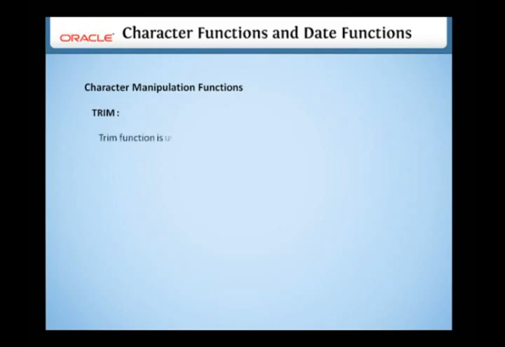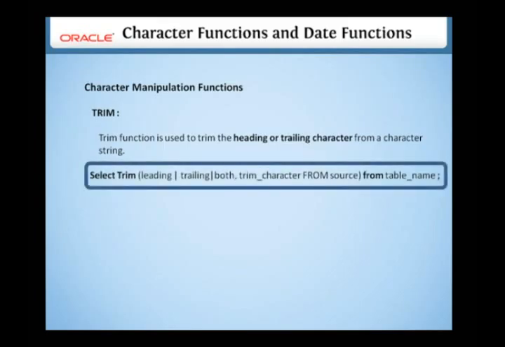The TRIM function is used to trim the leading or trailing character from a character string. Let's see the syntax. In this syntax, we can specify any one of the options. First, let's see the option LEADING. This option trims the specific character from the left side. Next, TRAILING. This option trims a specific character from the right side. And finally, if we give the option BOTH, it trims a character from both sides.